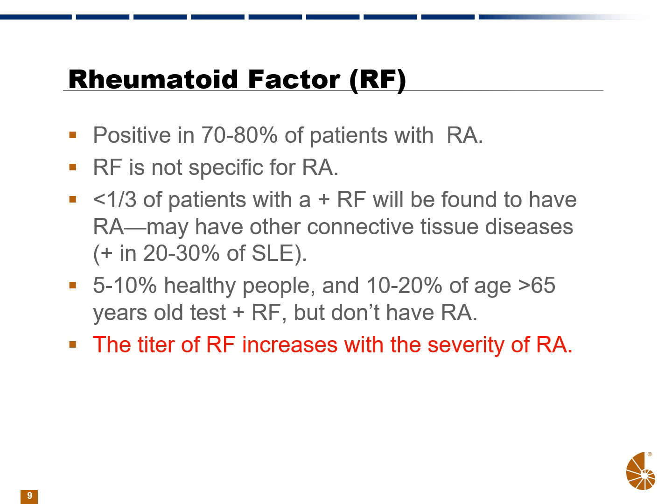But rheumatoid factor is positive in 70 to 80% of patients with diagnosed rheumatoid arthritis, but it's not specific. So less than a third of patients with a positive rheumatoid factor actually have rheumatoid arthritis. They may have other connective tissue diseases, or rheumatoid factor may be positive in healthy people. And people age greater than 65 may have a positive rheumatoid factor test but don't have rheumatoid arthritis. The titer of the rheumatoid factor increases with the severity of rheumatoid arthritis. So that's one thing to keep in mind.